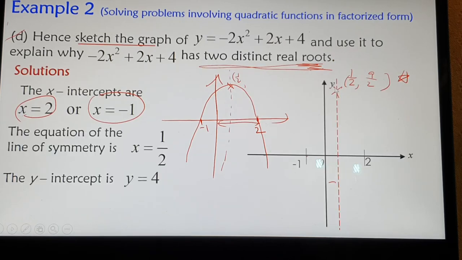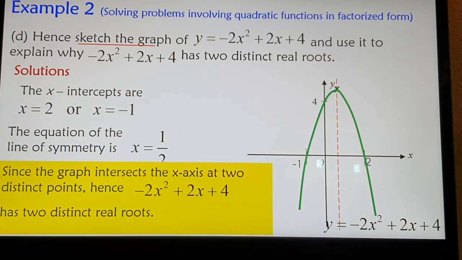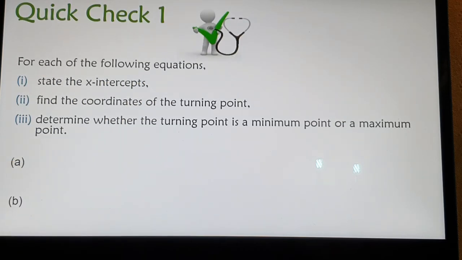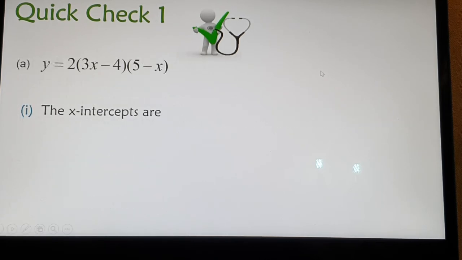Okay, so everybody, please take note, you must label this maximum point here, okay? Now, let's move on to the next question. Quick check. You go and do your own, try it out, or you can pause the video and then go and do your own, okay? Assuming that, I don't know how much time has passed already, then you tried out already. So now let's see.